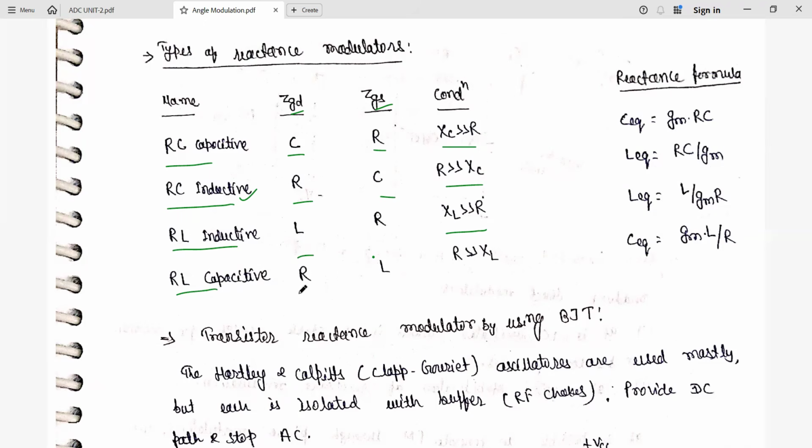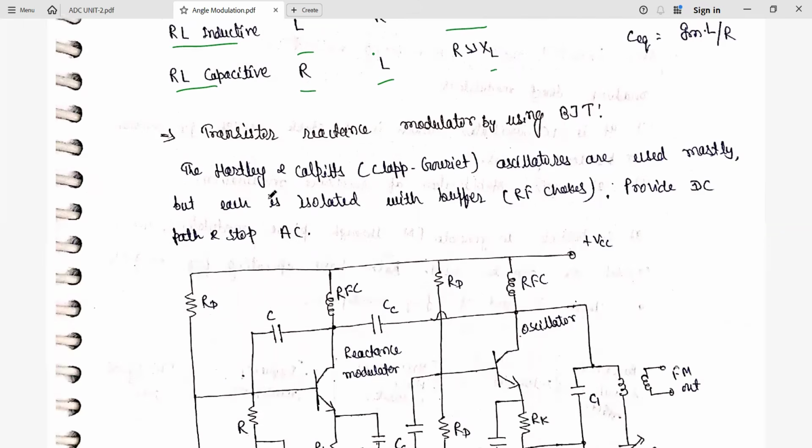RL capacitive, here R and L are connected. Again, you are seeing that R is much greater than XL, then C equivalent is GM into L by R. So for the different conditions, we have different formulas here, and you can recognize the circuit, how it is going to be inductive or capacitive. So here we have taken our example for the capacitive one.